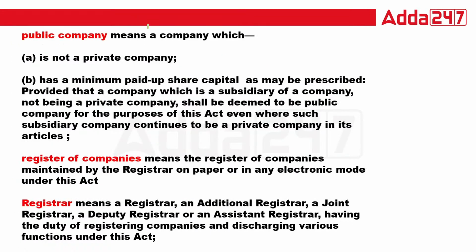Public company is a company which is not a private company, with minimum paid up capital of 0. Minimum 7 members, maximum unlimited. Register of companies means the register of companies maintained by the registrar. Registrar, additional registrar, joint registrar, deputy registrar, assistant registrar: so many registrars are included under this.